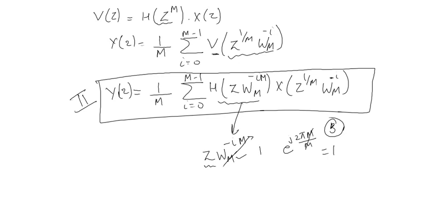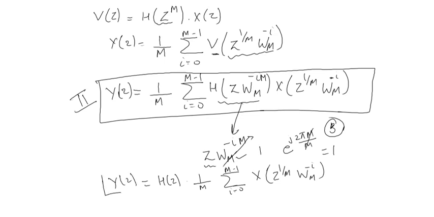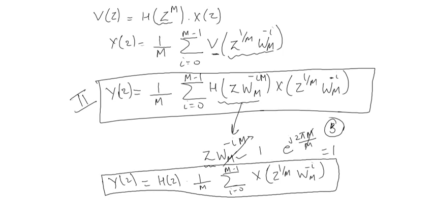Now we can take h of z outside. So h of z multiplied by 1 by m, and inside you remain with the summation I equals 0 to m minus 1 of x of z to the power 1 by m W_m to the power minus I. Now the second identity is also the same as the first one. So this is also proved in the time domain as well as the frequency domain.